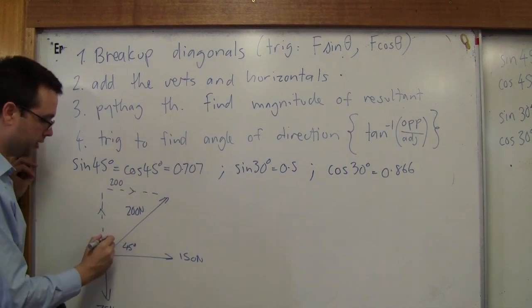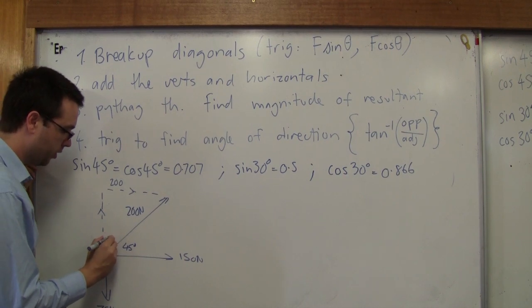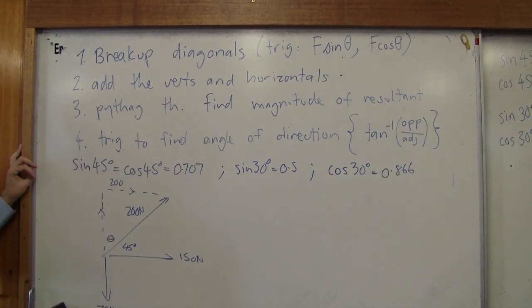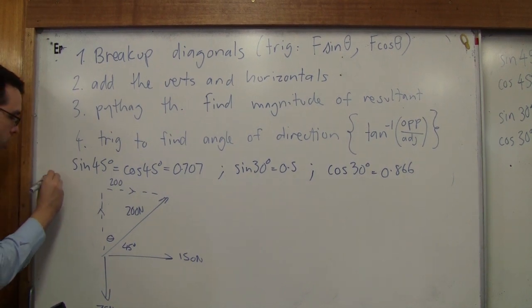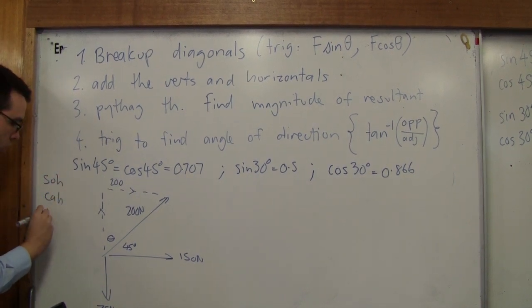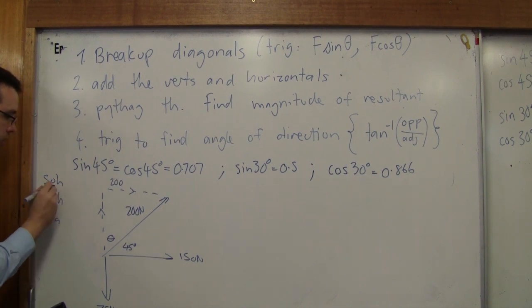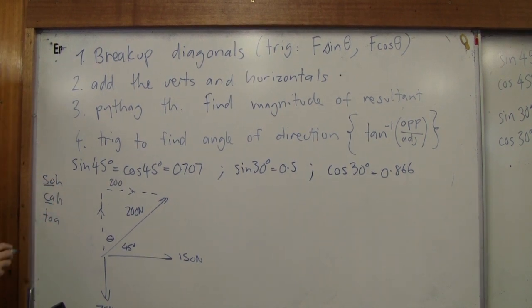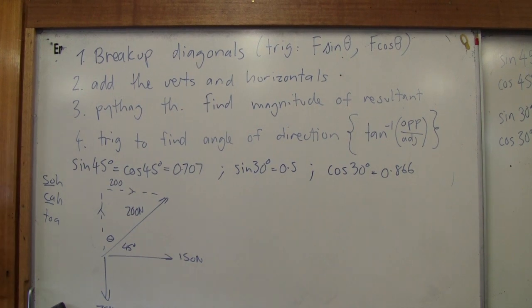Now, let's say this is our angle. Let's call this our angle, theta. Is it opposite the angle, or is it adjacent to the angle? Opposite. Now, we have this rule called SOHCAHTOA. If it's opposite, we want to use sine. If it's adjacent, we want to use cos.